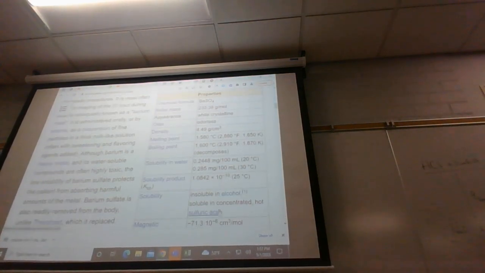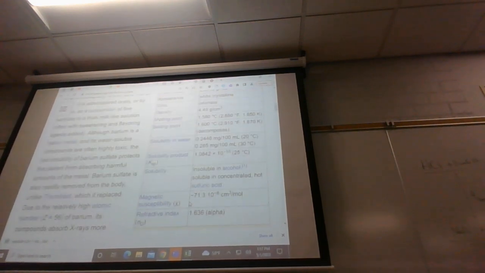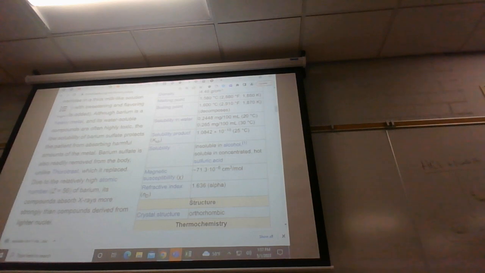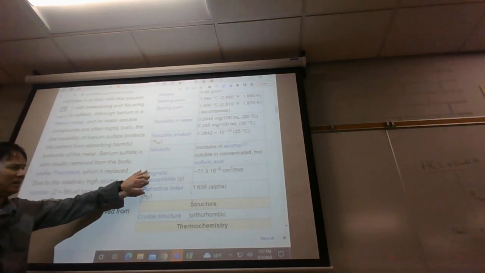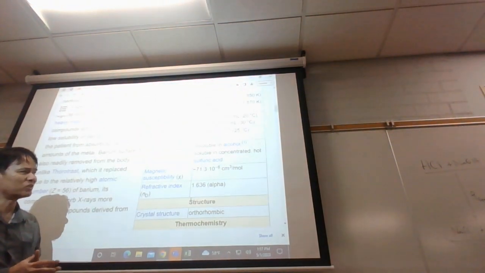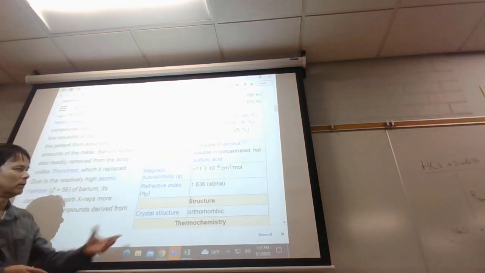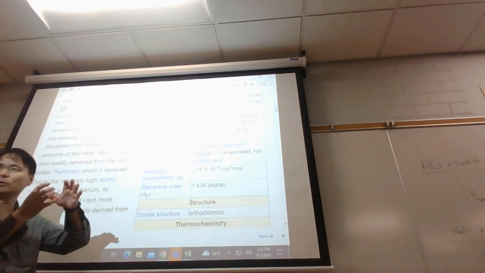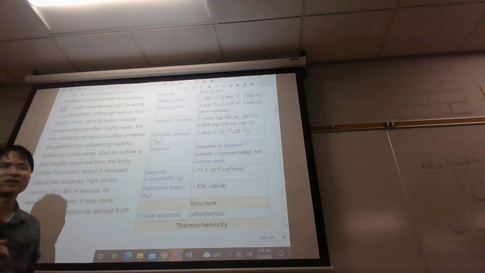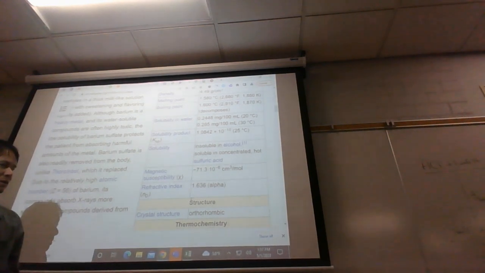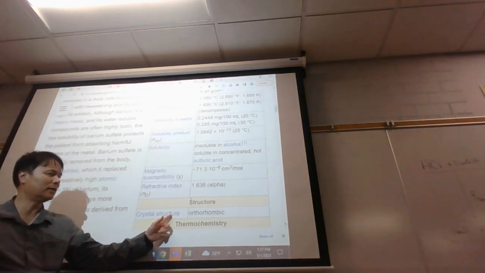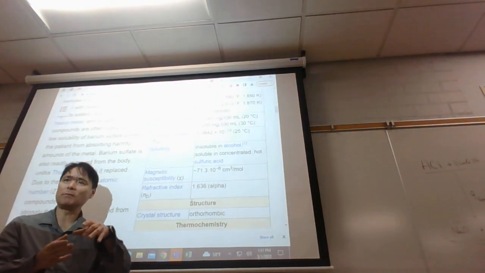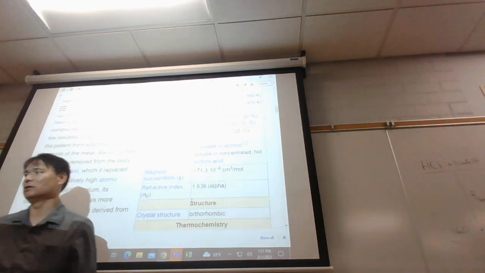We want quantitative things. These are qualitative, like insoluble in alcohol. That's not so quantitative. Here are some other things that are quantitative. Magnetic susceptibility, but you need some instrument to measure that, which we don't have. And we could do the refractive index, but you need a single crystal to measure the refractive index. We don't. We have lots and lots of tiny crystals. We can't even see them individually. If you get a microscope, you might see an orthorhombic shape. Orthorhombic has a certain shape to the crystal.